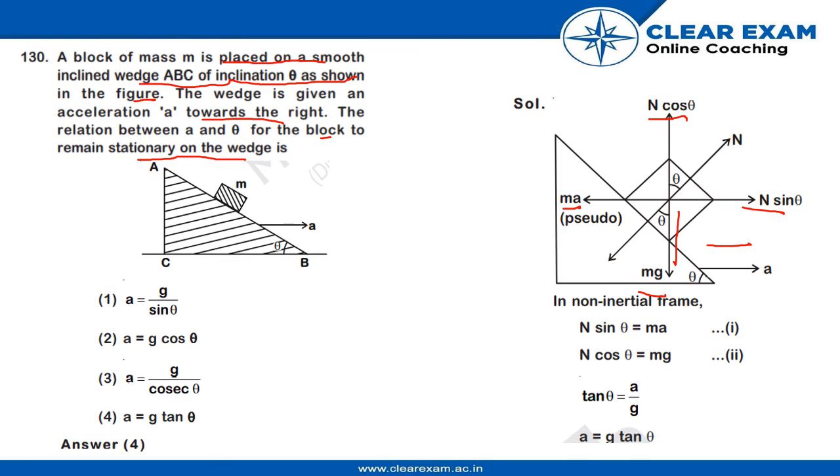Now, by using both of these formulas, we will be able to get tan theta equal to a upon g, and now by rearranging this equation, we will be able to get the value of a, which would be equal to g tan theta. Hence, option 4 is the correct option for this question.